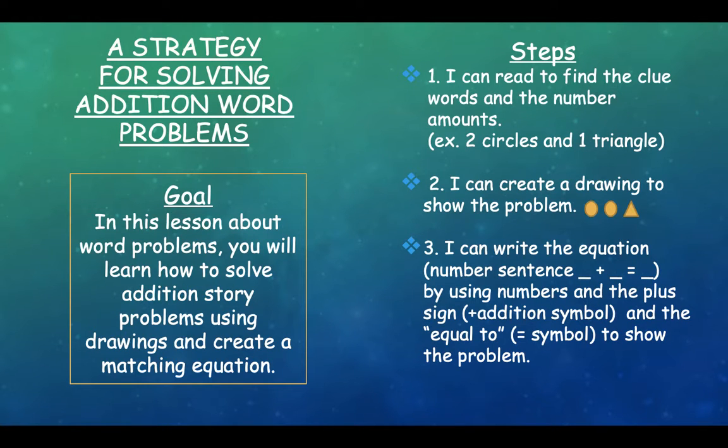Step number 1 will be to read and find the clue words and the number amounts. And step number 2 is to create a drawing to show the problem. Step number 3 is writing the equation, which has our plus sign and our equal to sign. And you may need to refer back to this slide, rewind if you need to later on to look at the steps. So they're going to be here when you need to look back on it.